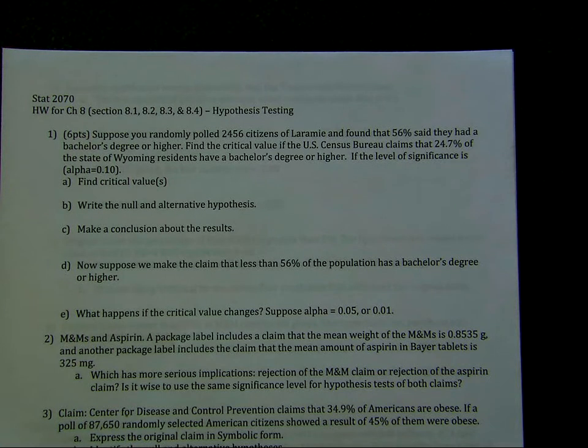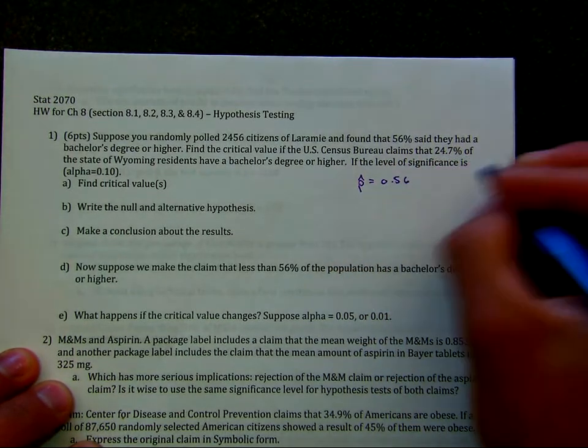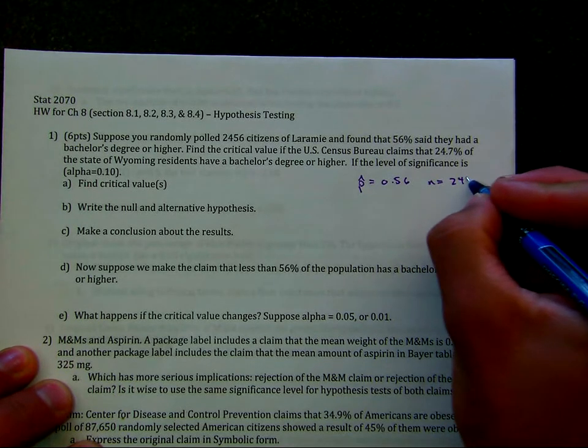So, first question is, suppose you randomly polled 2,456 citizens of Laramie and found that 56% said they had a bachelor's degree or higher. All right, off that first sentence right there, we have two pieces of information. Polled, meaning it's a sample, okay? N is 2,456. That 56%, that is your p-hat, okay? So you might want to write those kind of pieces of information down. So you know that p-hat is 0.56. You know that n is 2,456.